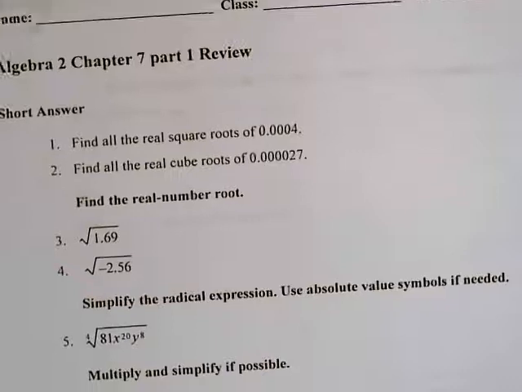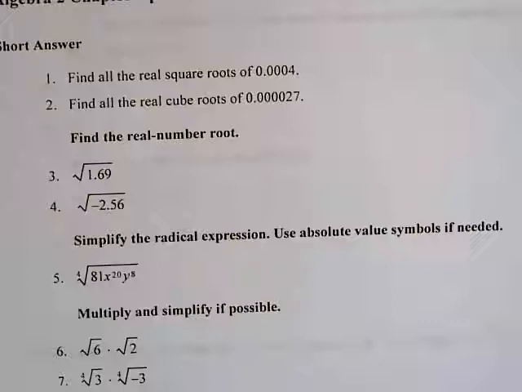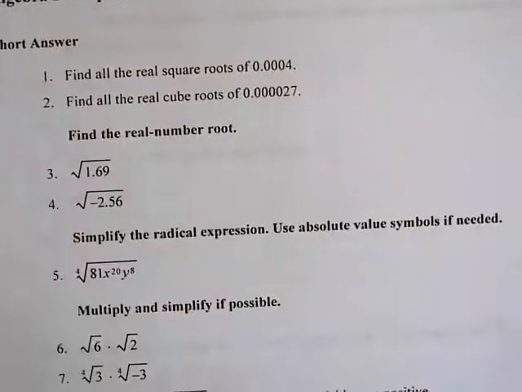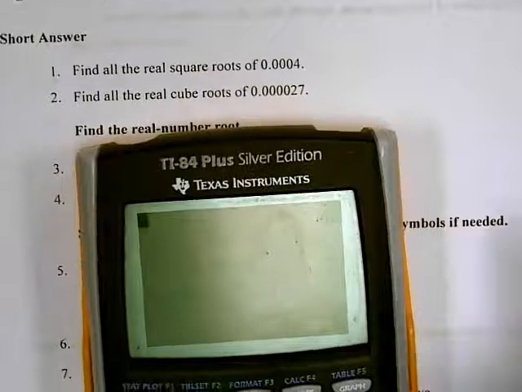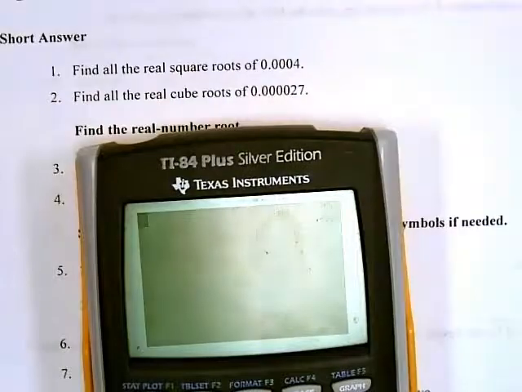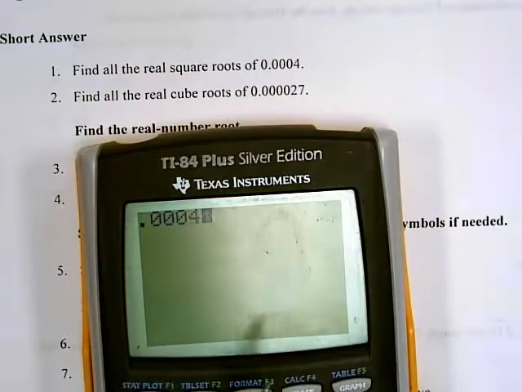Algebra 2, Chapter 7, Part 1 review. Find all the real square roots. So what do we do here? You just put that in the first letter to the 1/2 power.